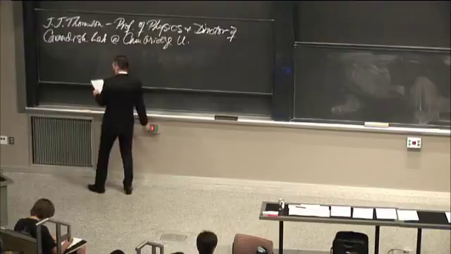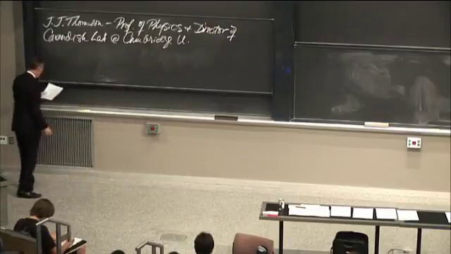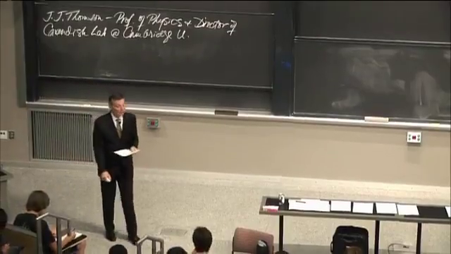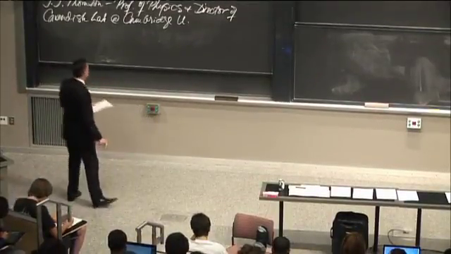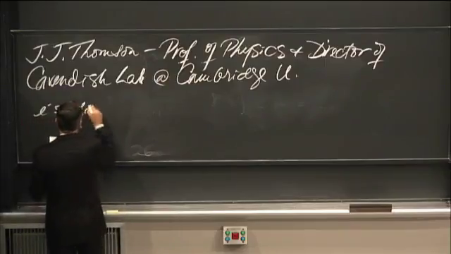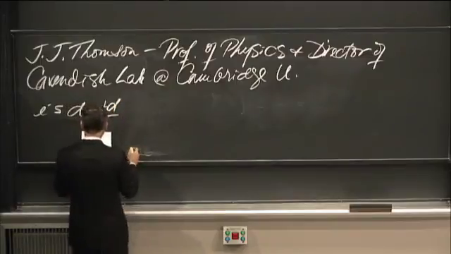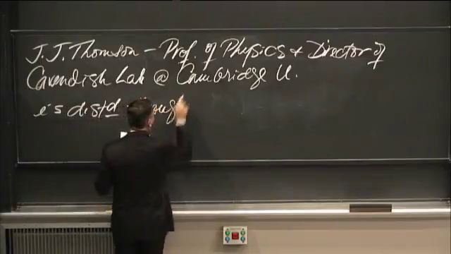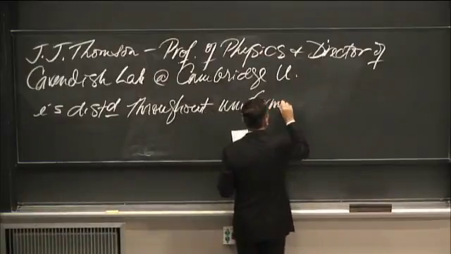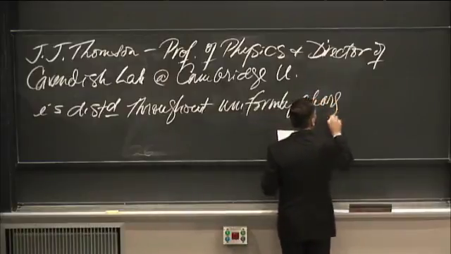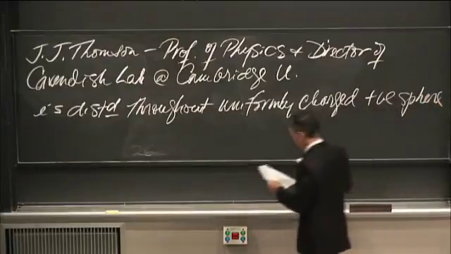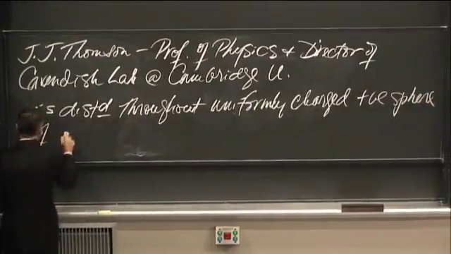So what did J.J. Thomson tell us? He said the electrons were distributed throughout a uniformly charged positive sphere of atomic dimensions.